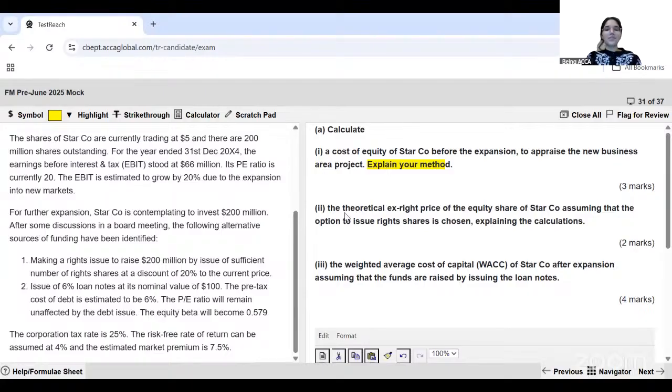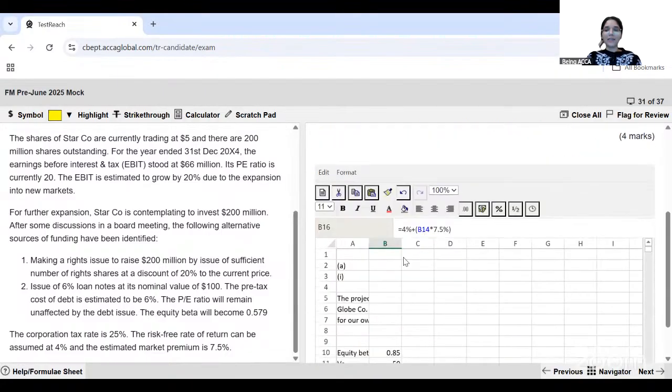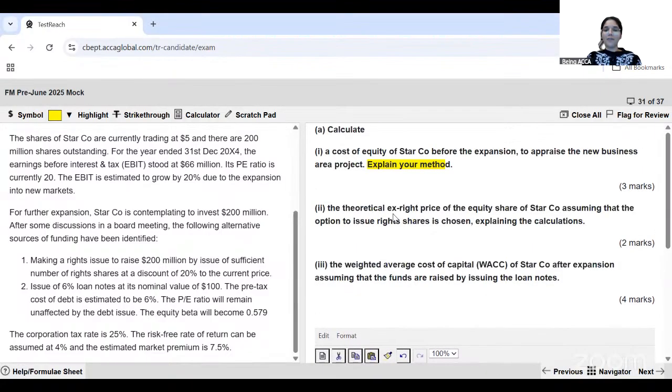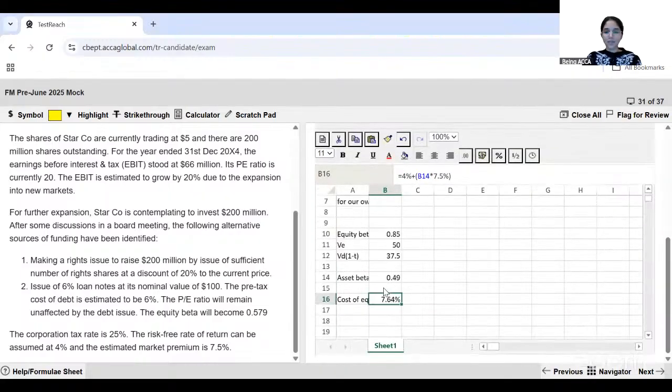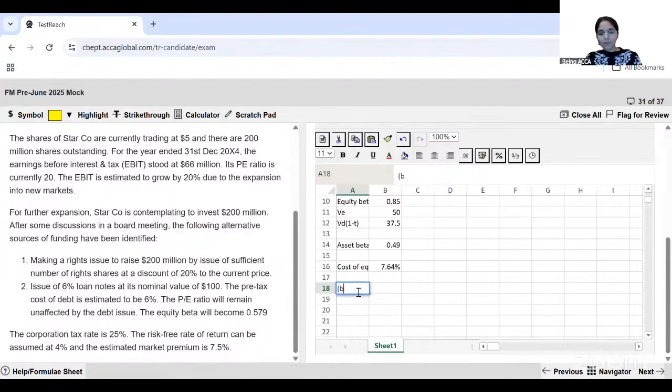Let's now move to the second part where we have to calculate the TERP. Here also we have to explain our calculations. So second part, we will say that currently the share price of the company is given to us as $5. We will say part B, current share price is $5. Issue price is going to be at a 20% discount. So into 1 minus 20%, that will give us $4.